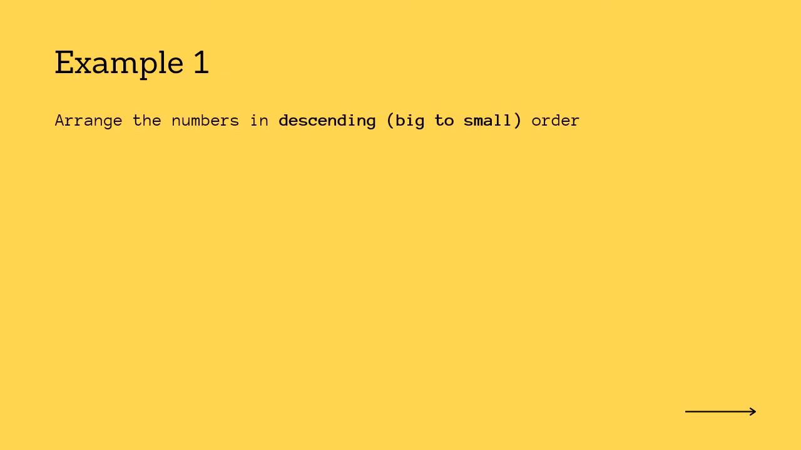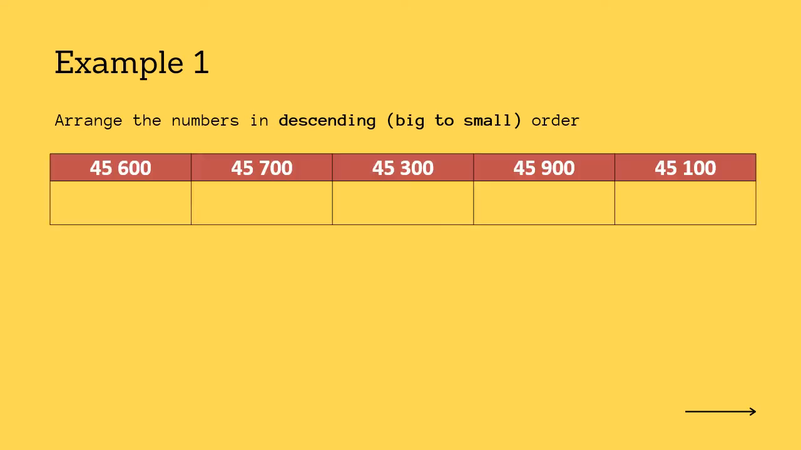Example 1. Arrange the numbers in descending order from big to small. So we have 5 numbers over here: 45,600, 45,700, 45,300, 45,900, and 45,100. So remember, this time we are arranging the numbers in descending order, so we're going to look at the biggest number first.